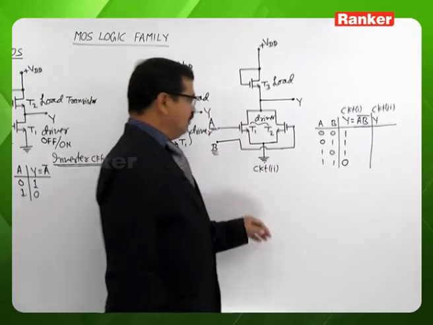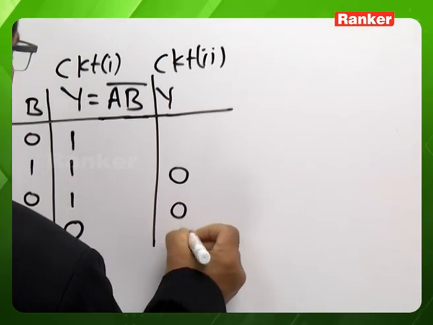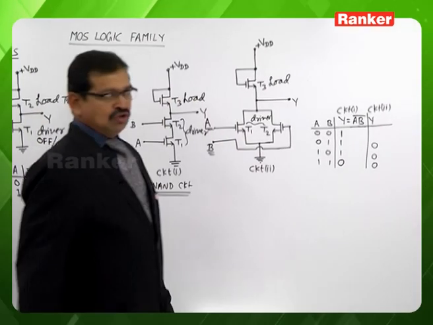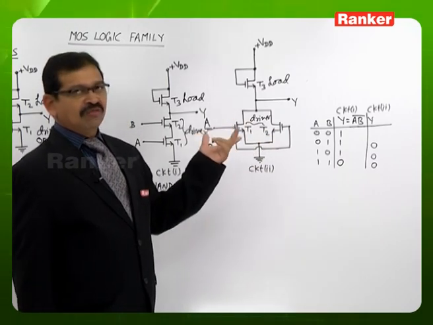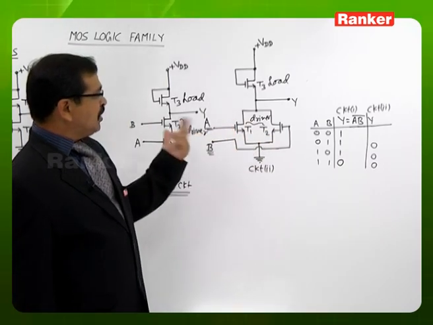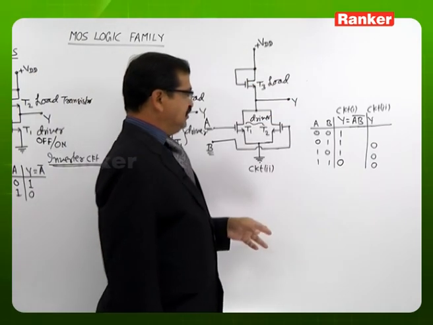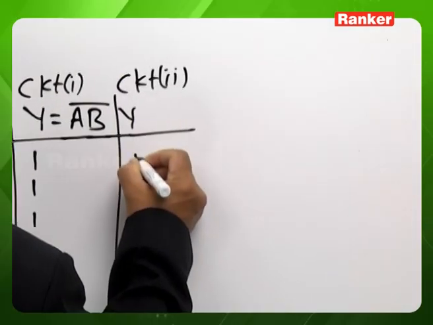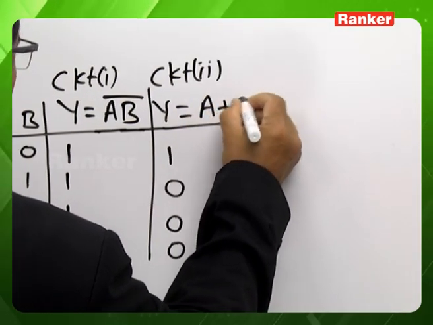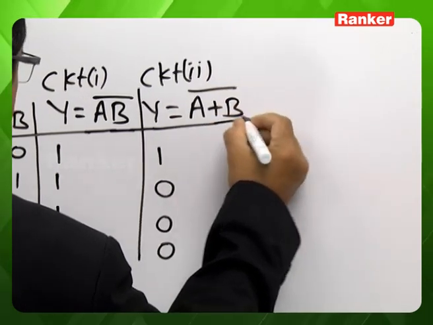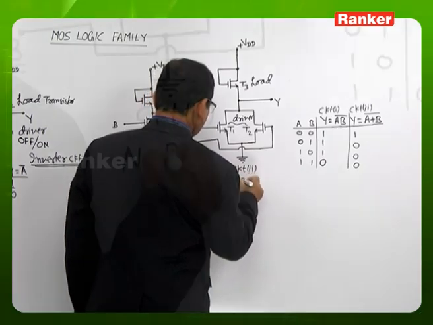Hence output Y will be logic 0. Whenever input A and B both are 0, the transistors T1, T2 both will be in the off state. When T1, T2 both are in the off state, then output Y will be plus VDD, that we are looking as the logic 1. So we are looking circuit 2 operation is similar to a 2 input NOR gate. Hence circuit 2 is giving the operation as NOR gate.